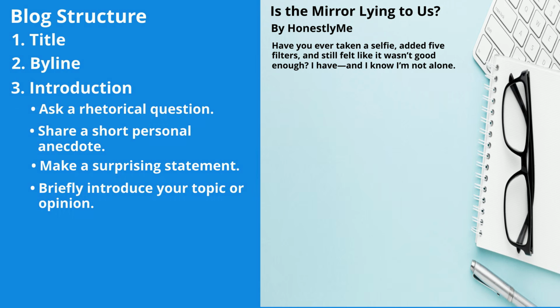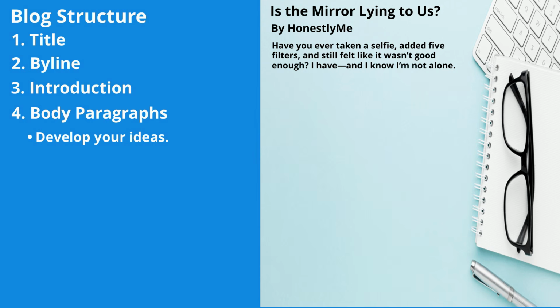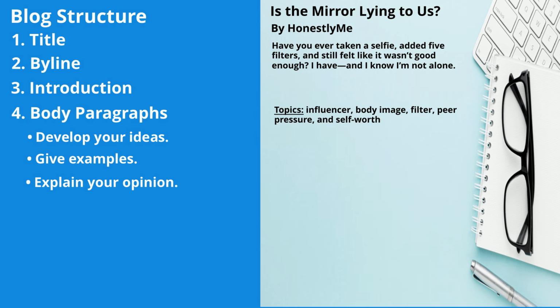The body paragraphs are where you develop your ideas, give examples, and explain your opinion. We'll go into this more in the next section using the PEEL method, which makes your writing clear and focused. For each paragraph, write a separate idea related to the topic. Use an informal, natural tone, like you're speaking to someone your age. Include topic-related vocabulary like influencer, body image, filter, peer pressure, or self-worth to show good language range.